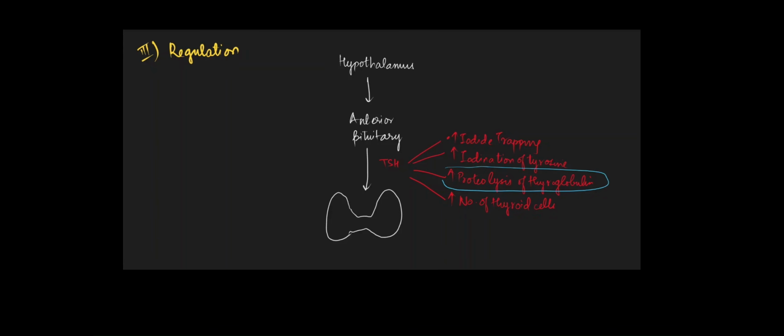Finally, let us discuss the regulation of thyroid hormone secretion. The principal regulator is thyroid stimulating hormone, secreted from the anterior pituitary. TSH stimulates iodide trapping, thyroglobulin synthesis, iodination, coupling, proteolysis, secretion of T3, T4, and hypertrophy of thyroid cells. The fastest action of TSH is the stimulation of proteolysis of thyroglobulin, leading to the release of preformed T3 and T4 within about 30 minutes of TSH elevation. These effects are mediated through the cyclic AMP second messenger system.